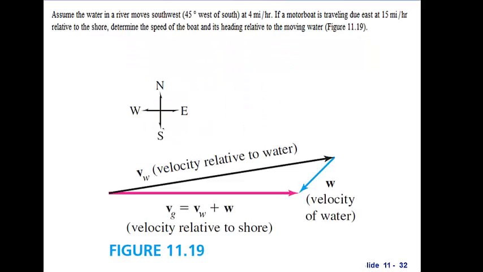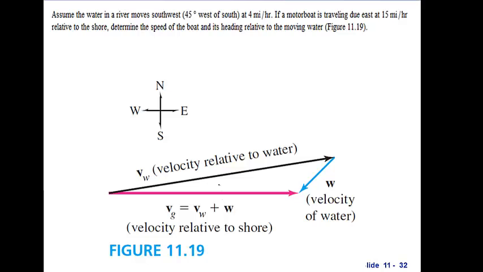Now let's take a look at the applications of vectors. Let's consider the example here. Assume the water in a river moves southwest, 45 degrees west of south, at 4 miles per hour. If a motorboat is traveling due east at 15 miles per hour relative to shore, determine the speed of the boat and its heading relative to the moving water. So please, we have a nice picture here. Here we see this is the velocity relative to the shore. This is the velocity of the water, W, and then the velocity relative to the river.